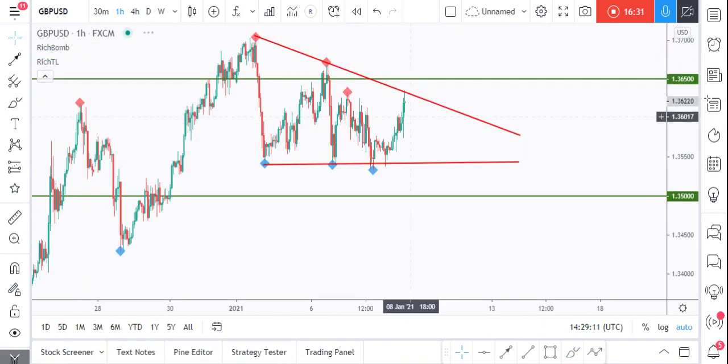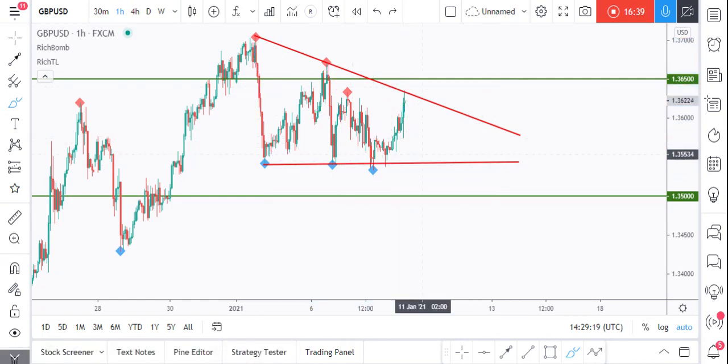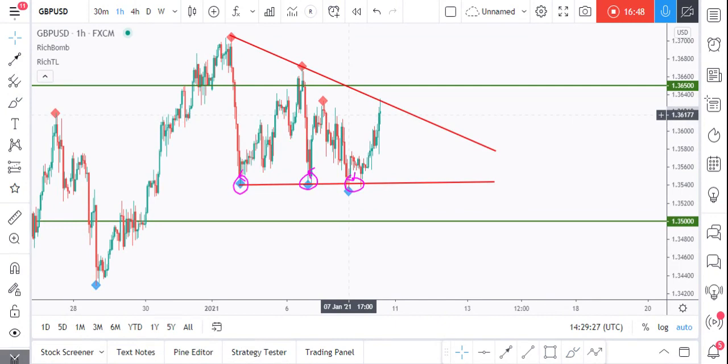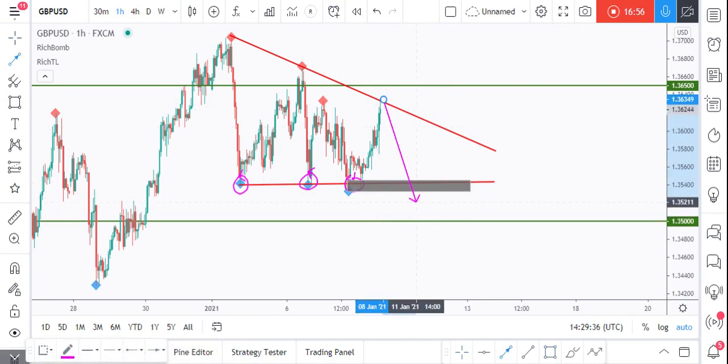If we zoom into H1 time frame, we can see that GBPUSD is currently trading inside this descending triangle. It is valid and objective now, as it connects at least three dots, or for those who don't have RichTL, three swings. So we'll be waiting for a momentum candle close below this area to sell GBPUSD.